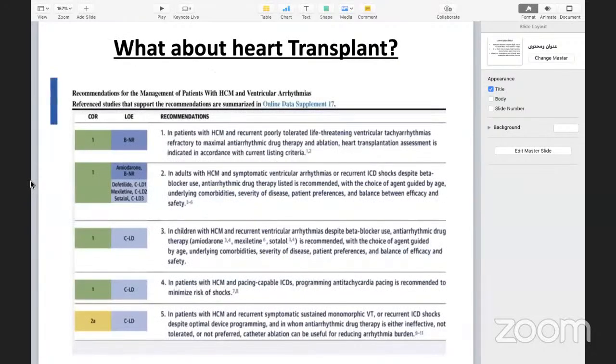Moving to heart transplants, the guidelines say that a class 1 indication in patients with hypertrophic cardiomyopathy is recurrent, poorly tolerated, life-threatening ventricular tachyarrhythmia, refractory to maximal anti-arrhythmic drug therapy and also ablation, where you have tried it and failed. So heart transplant assessment is indicated, and you list them for transplant.